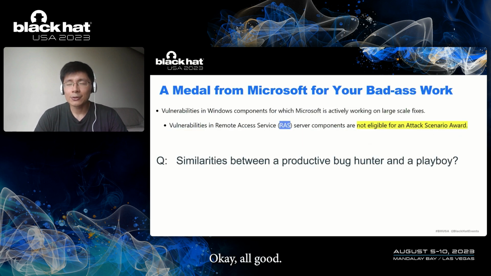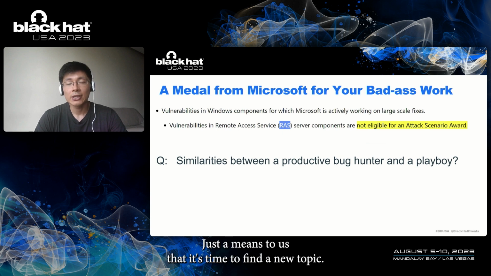Okay, all good things must come to an end. While we believe there are still many Windows RAS bugs yet to be discovered, Microsoft has changed the bounty rule and added RAS to the out-of-scope list for attack scenario alerts. We are already familiar with such bounty rule changes. It just means to us that it's time to find a new target.